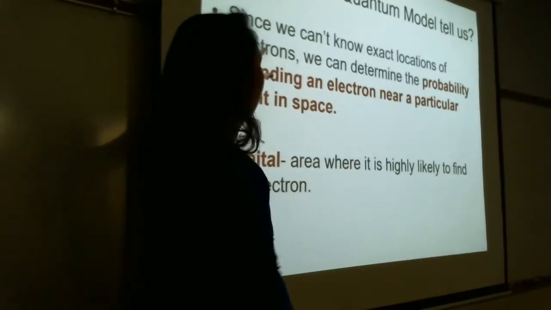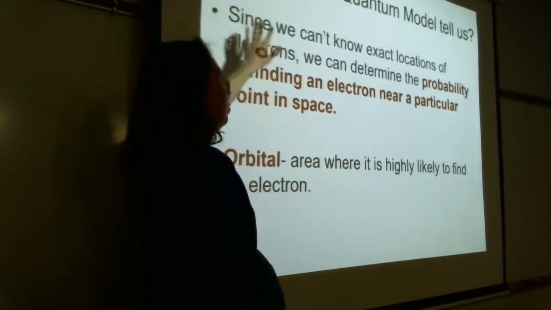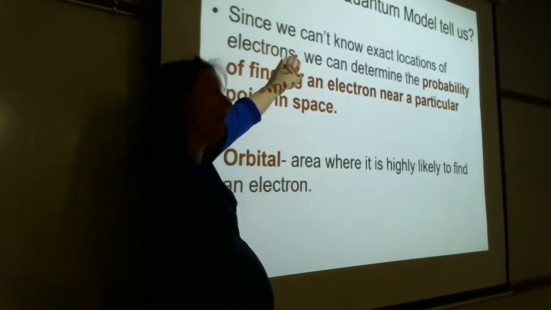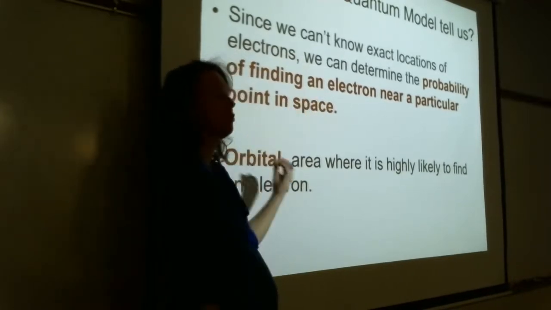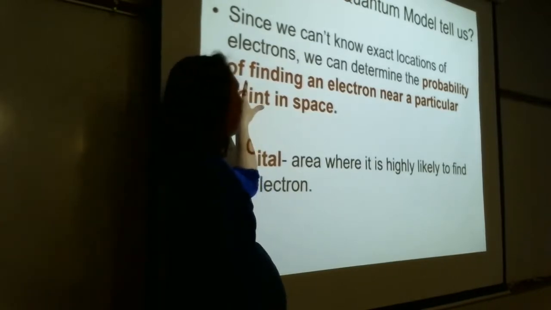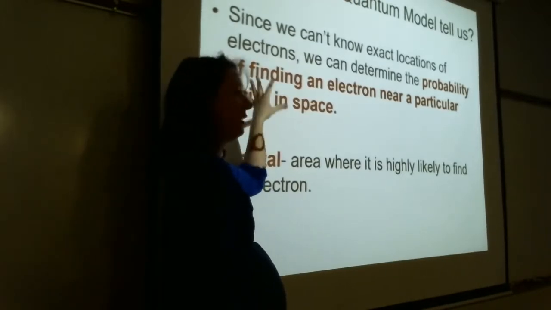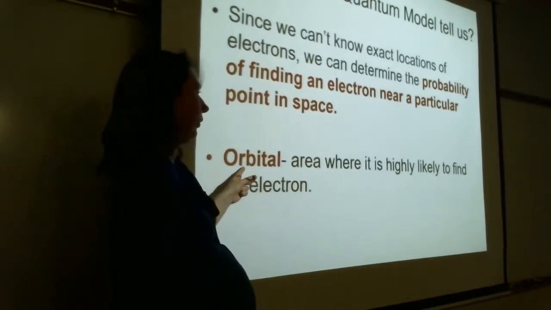And so how does that translate into the quantum model? Because we don't know exact locations, but we have areas where we think it's most likely that we will find them, the quantum model tells us the area where it is most probable that we will find our electron. Okay, it's the probability of finding an electron in a given space. We define that area as an orbital.